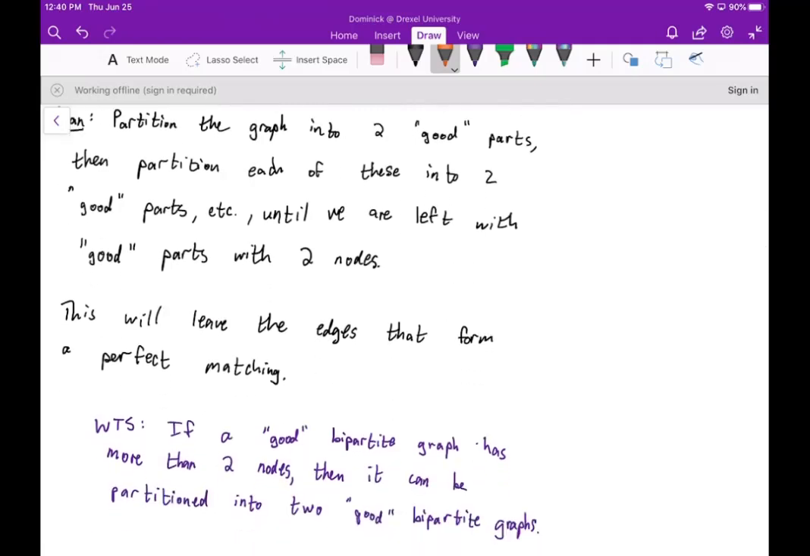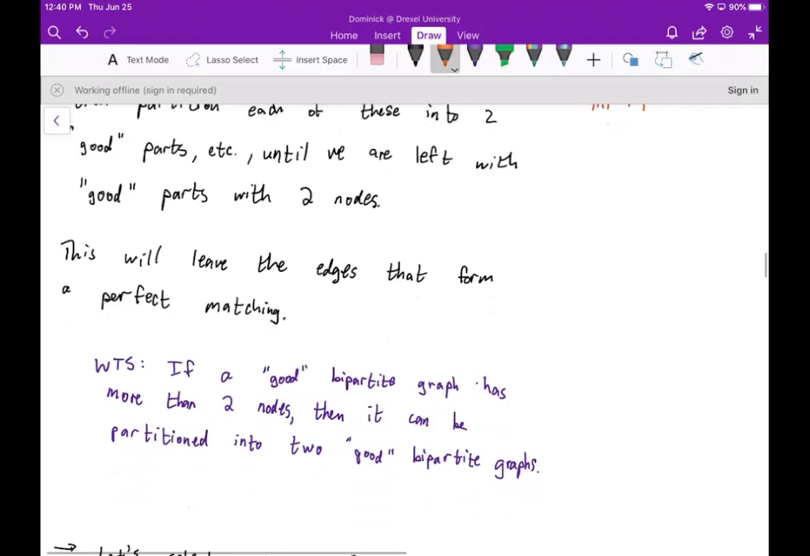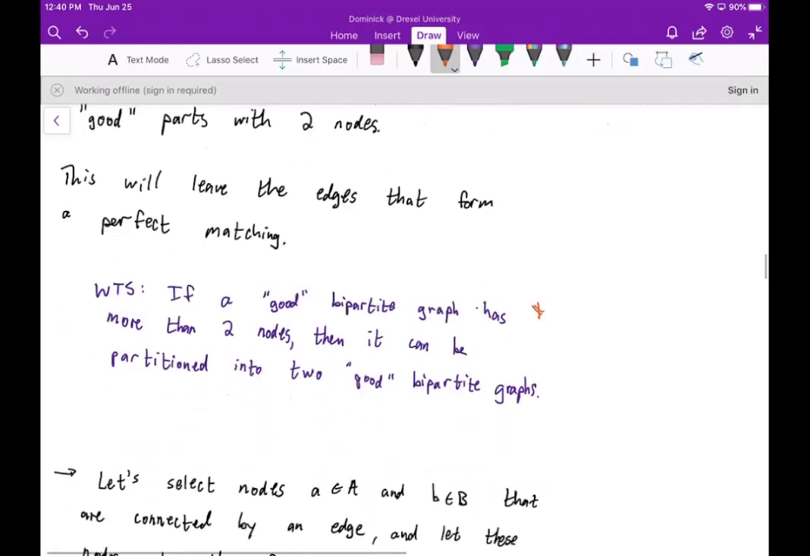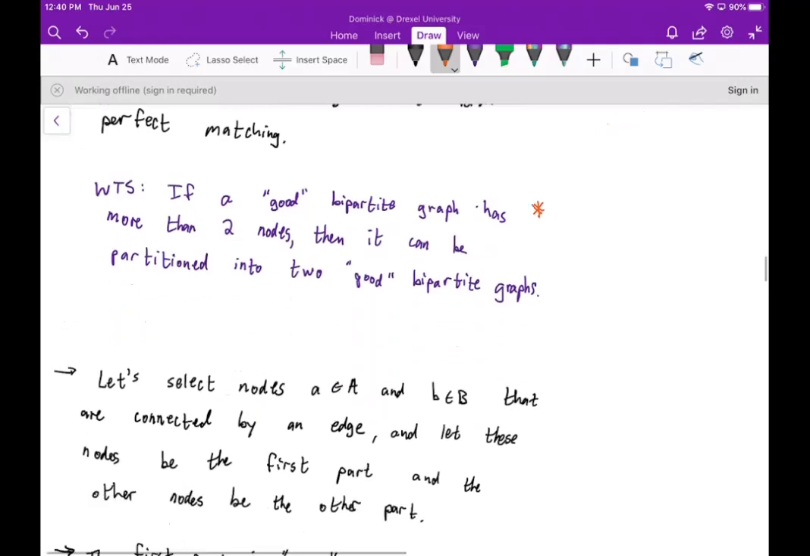And of course, this has to be true because if we have that A is equal to B, we should be able to do a 1-to-1 pairing from A and B, right? Of course, this will leave the edges that form a perfect matching. So now remember, what we want to show is that if a good bipartite graph has more than 2 nodes, then it can be partitioned into 2 good bipartite graphs.